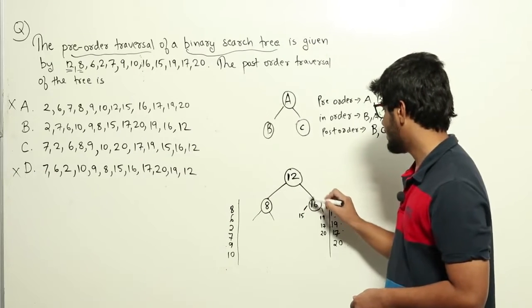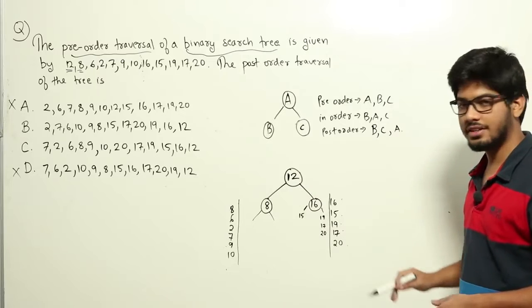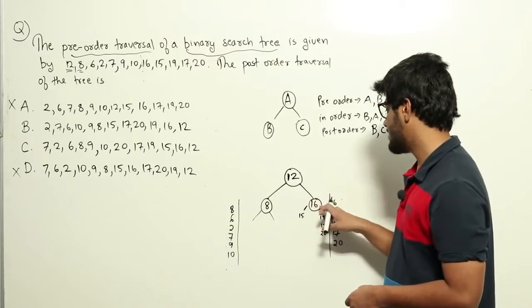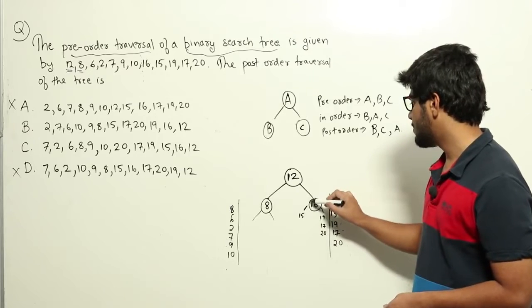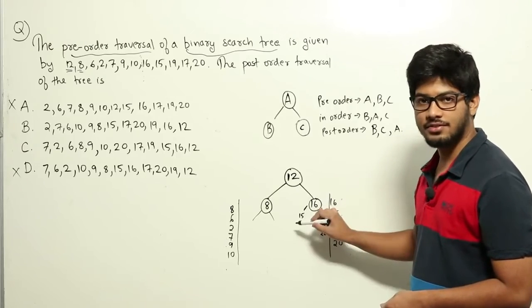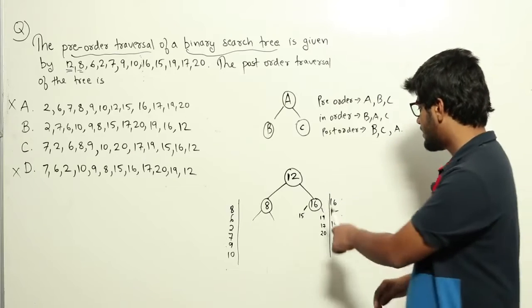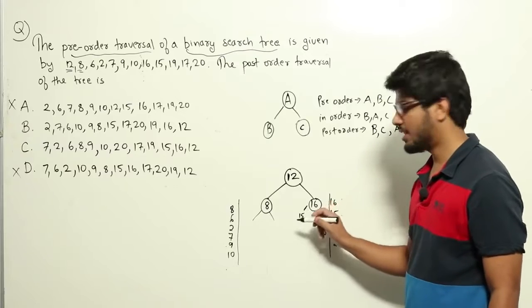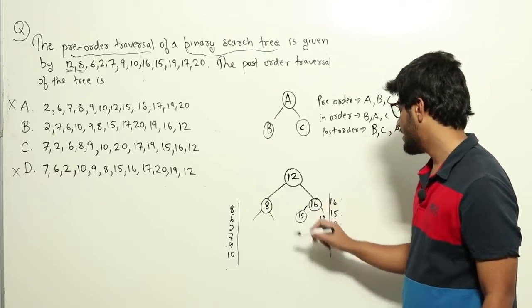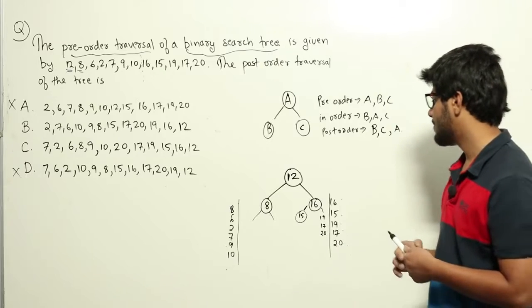Now we know that to the right side of 12 we will have 16, 15, 19, 17 and 20, and the first node is 16 here. So this is again a binary search tree, meaning numbers less than 16 will appear to the left side of 16 and the numbers greater than 16 will appear to the right side of 16. The rest of the numbers are 15, 19, 17 and 20, which means 15 will appear to the left side of 16 and 19, 17 and 20 will appear to the right side of 16.